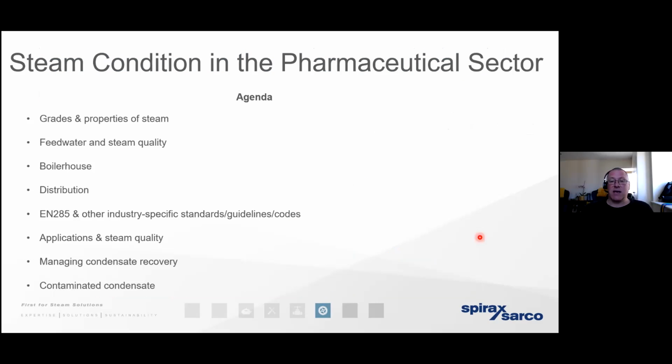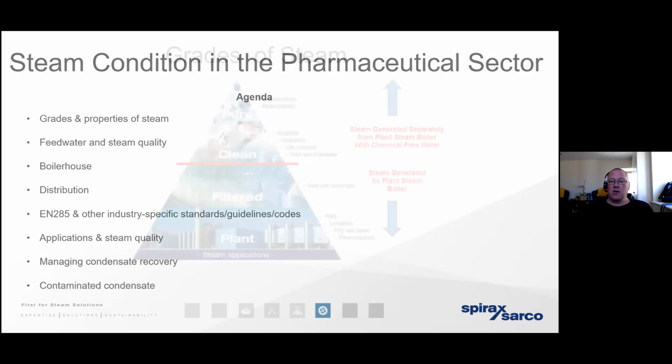So today's presentation, as we can see, we're going to look at an introduction to steam condition in the pharmaceutical sector. First of all, we're going to look at how steam is generated to understand the potential contaminants that steam can pose to the process. And we're going to understand what constitutes a poor condition of steam and how and why different processes are likely to have different steam condition requirements.